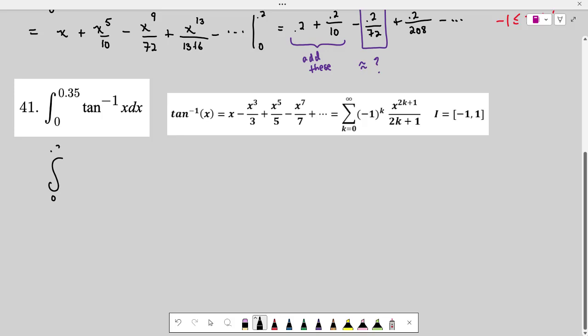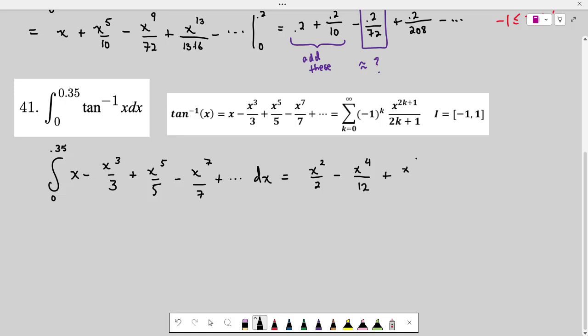Alright, so this is going to be the integral from 0 to 0.35. So once again, we just replace the function with its power series. Usually we go to 4 non-zero terms. It's a polynomial, so we can integrate term by term. So the antiderivative here is going to look like this, and that's from 0 to 0.35.